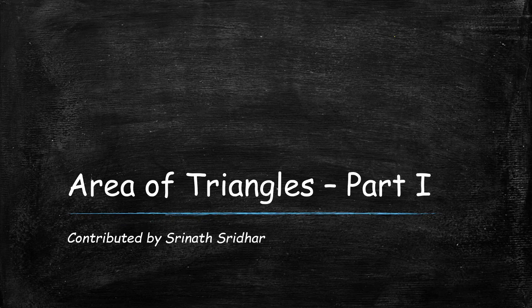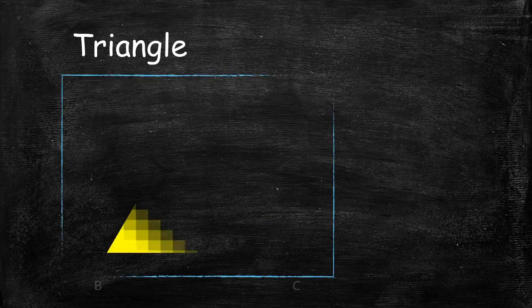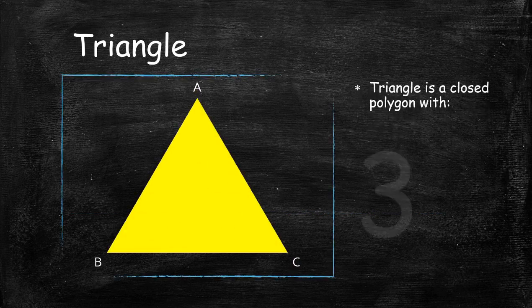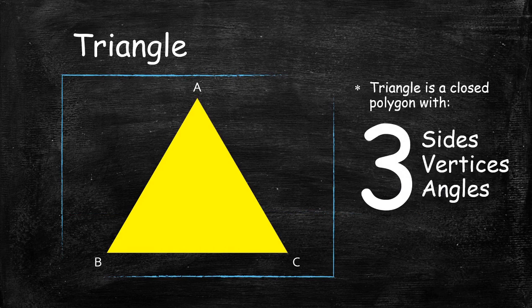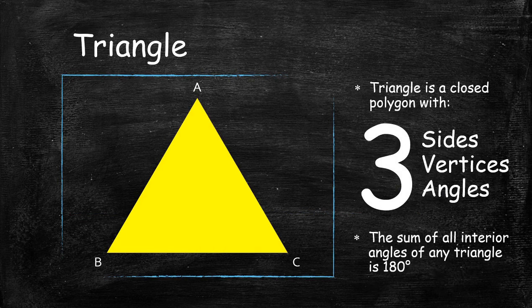Now let's start the topic. Now, most basic, what is a triangle? A triangle is a closed polygon with 3 sides, 3 vertices and 3 angles. The sum of all interior angles of any triangle is 180 degrees. You can draw the triangle upside down, in any manner. It should be a 3-sided closed polygon and its angle sum would be equal to 180 degrees.